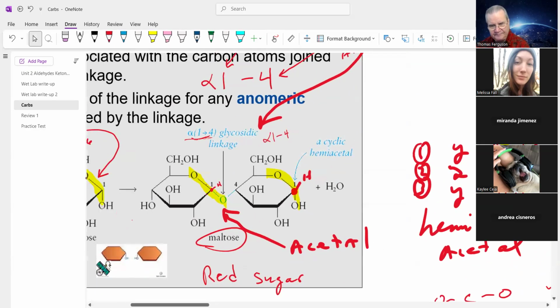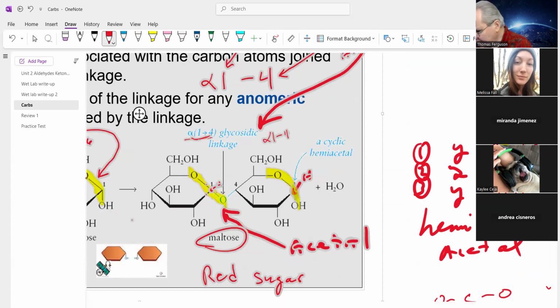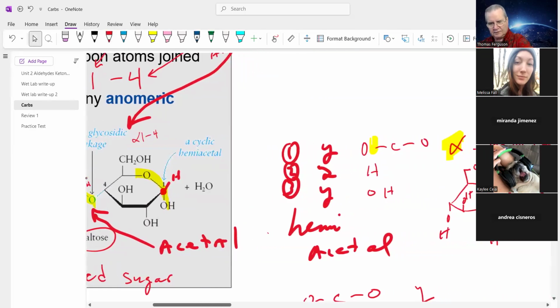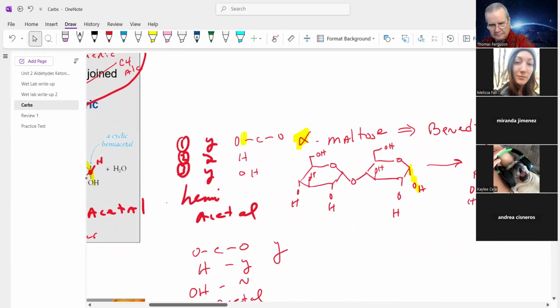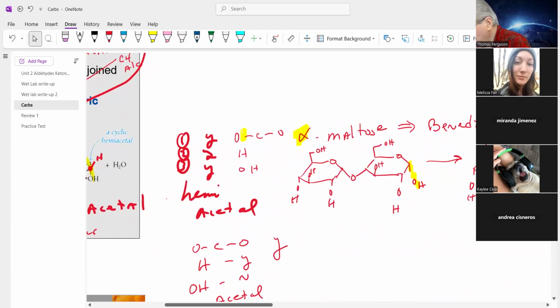Okay, so anyway, the question now is, we've got a full acetal here, and we have a hemiacetal here. So maltose is a reducing sugar. So here it is: O, C, O, and we've got an H here, and then we have no OH. So it's not a hemiacetal, it's just a plain acetal.